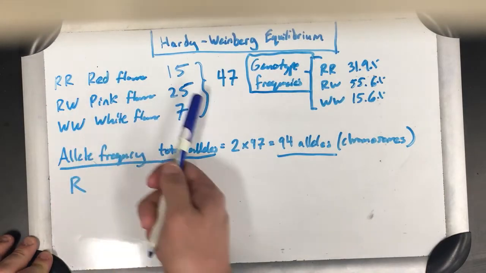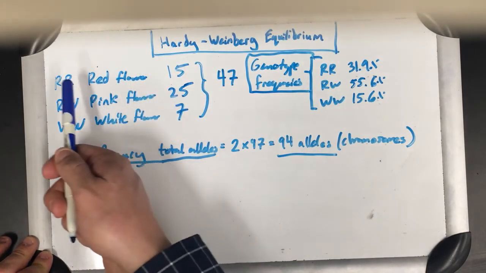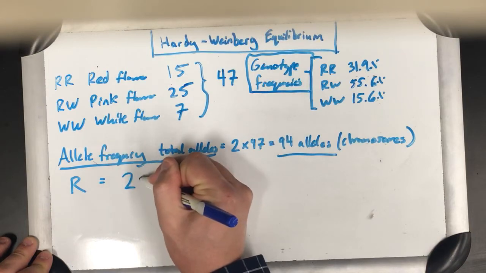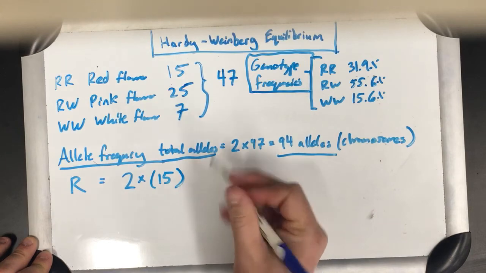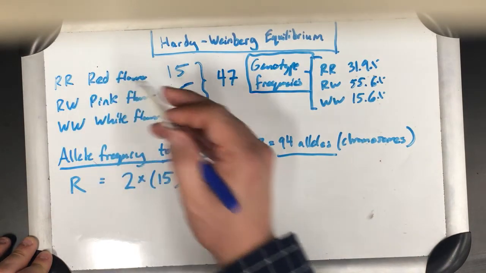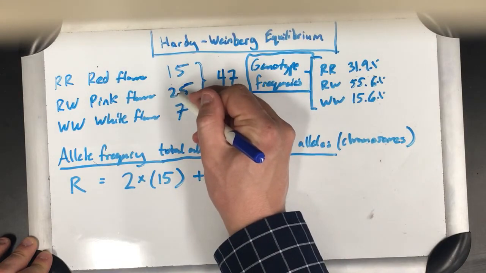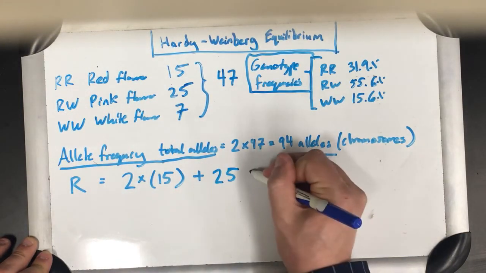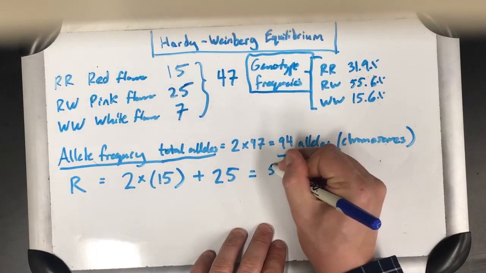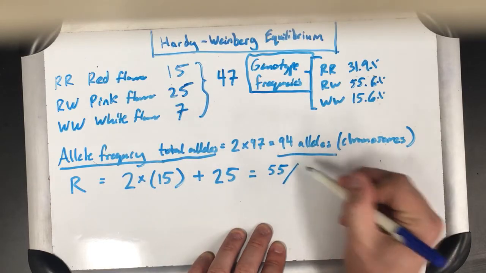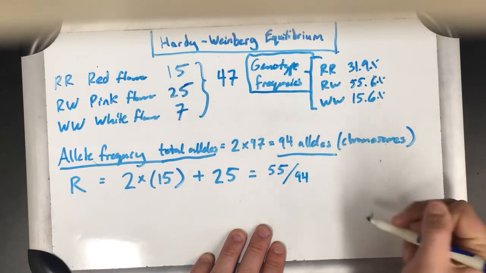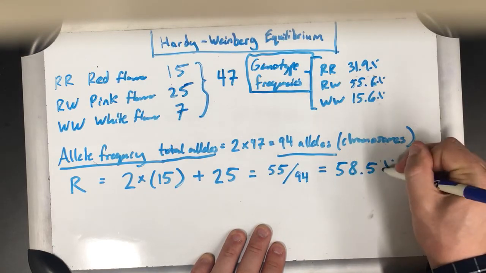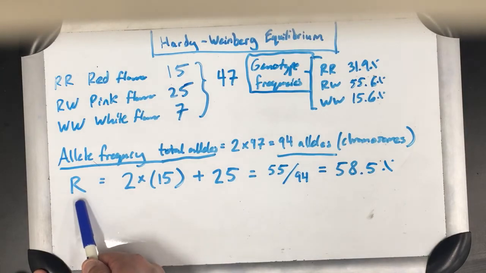So the number of R alleles can be calculated as follows. You have 15 individuals with double R, so that's 2 times 15, because each of these individuals has 2 of these. Plus these 25, because each of these 25 individuals contributes 1 R. So that's 25. This works out to 55 of all the chromosomes being a dominant allele chromosome. That's out of 94, and that's going to equal 58.5%. So that's the frequency of the R dominant allele.